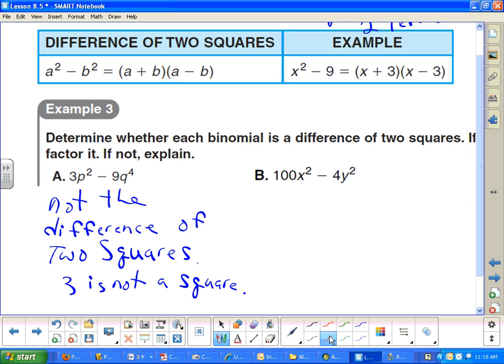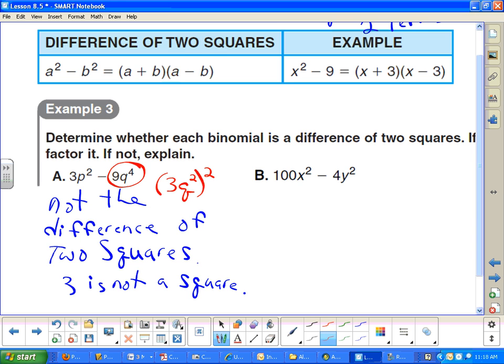But just to look at it for a second, what about 9q to the fourth? Is that a square? Lexi, is it? What's squared there? Yep, 3q squared. So this part is okay, but the other part is not. So the thing is, if we're talking about squares, all I have to do is take the exponent and cut it in half. If we're talking about cubes, we cut it in thirds.